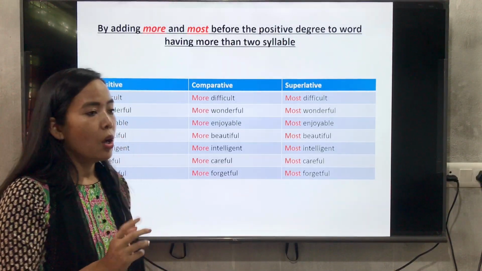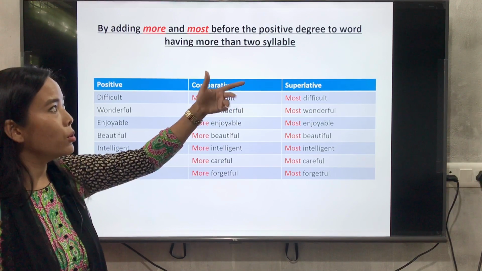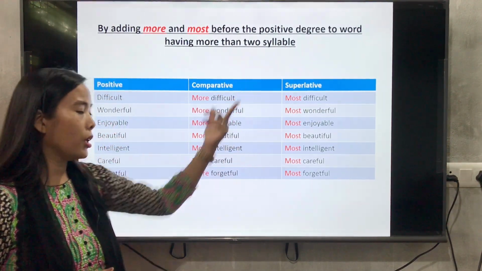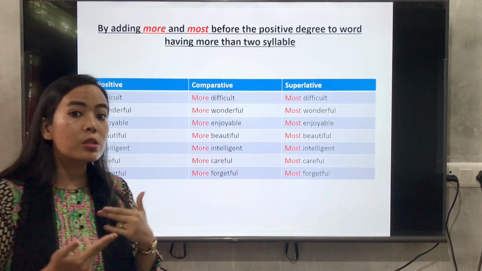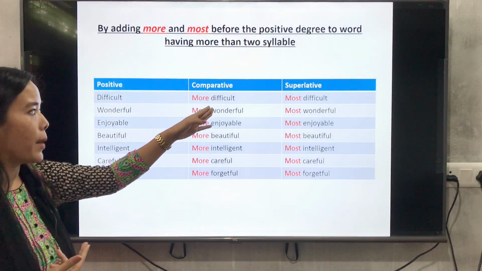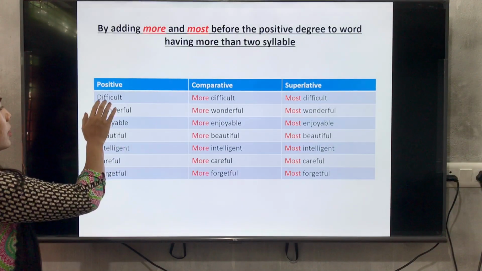Next, by adding more and most before the positive degree to the word having more than 2 syllables. So in the first case we have studied, I told you what it means, okay? 1 syllable word, 2 syllable word, okay? But when a positive degree has more than 2 syllables, then we need to add more to make it a comparative and most to make it a superlative degree, okay? Look here.